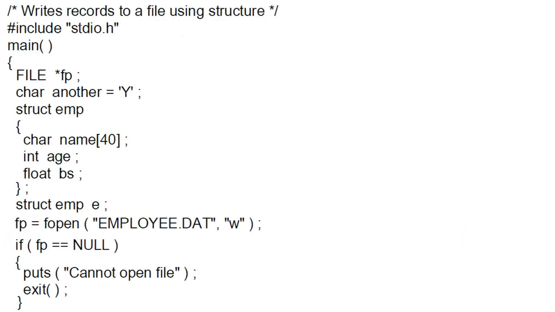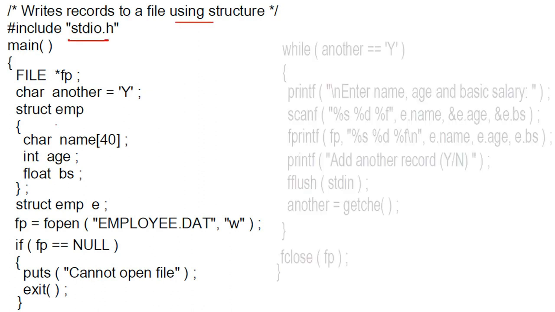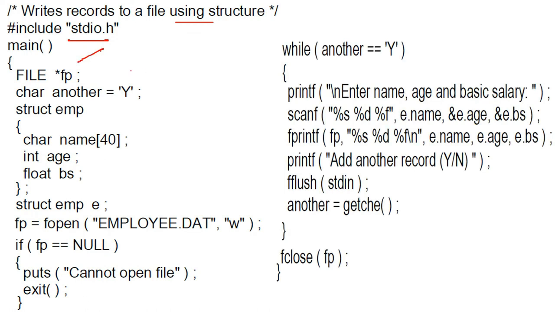We have this program, right, which writes records to the file using a structure. We have stdio.h, so we have a file pointer. We are asking the user to say yes as long as they want to enter data, otherwise if they say anything apart from y, we come out. So we have declared a structure which is emp. We have a name, age and basic salary. We have a structure variable. Now we have opened a file, and this is in the write mode.